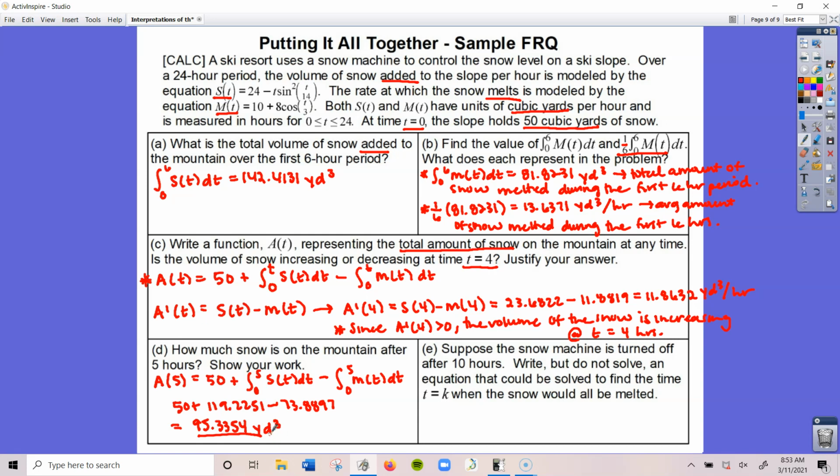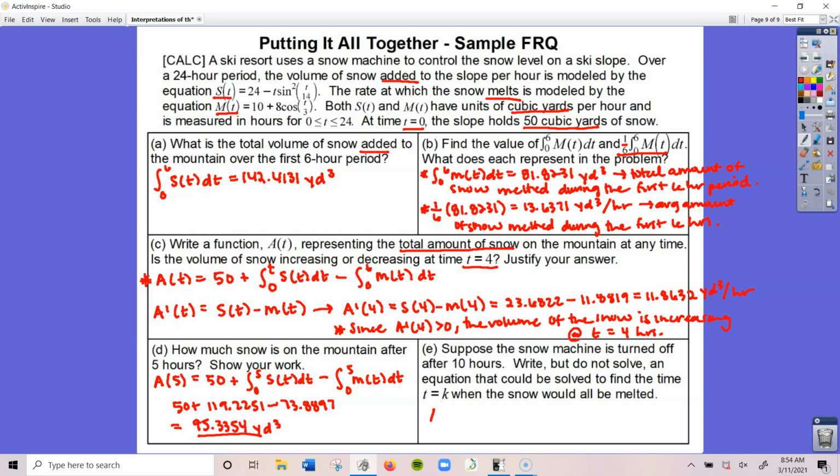Now E. Suppose the snow machine is turned off after 10 hours. Write but do not solve an equation that could be solved to find the time t is equal to k when the snow would all be melted. So in order to write this, you don't have to actually solve anything. You just need to be able to write down this equation. So if the snow machine is turned off after 10 hours, that means we would first need the amount of snow that is on the mountain at time t is equal to 10. And that is represented by A of t.